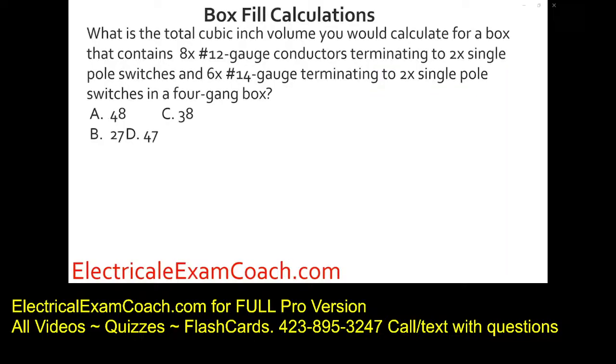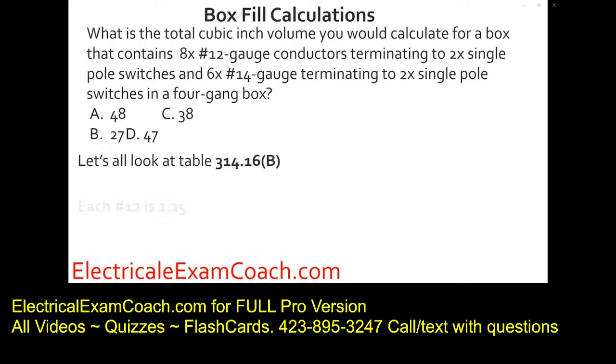What is the total cubic inch volume you would calculate for a box that contains 8 12-gauge conductors terminating to 2 single-pole switches, 6 14-gauge conductors terminating to 2 single-pole switches in a 4-gang switch box? This looks like a tough question, but I know that you can do it. First, we're going to head to our table so we can get our values.